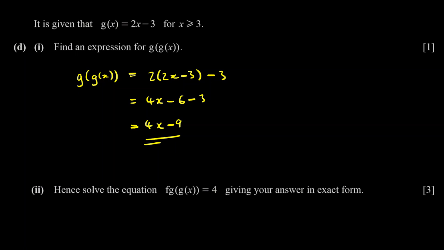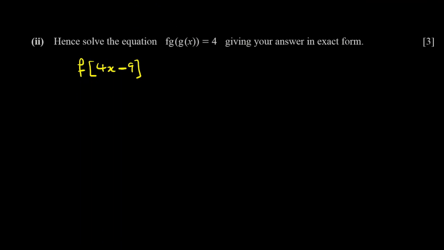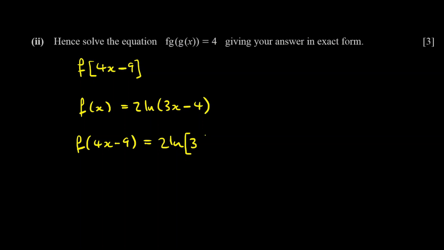Okay, then hence we want to solve the equation fg of g of x is equal to 4, giving our answer in exact form. Well, this is basically saying we want to find f of g of x. There's another composite function. We're finding f of 4x minus 9. Now then, we need to remember what the function was, right? f of x was equal to 2 ln 3x minus 4, okay? And so what we're going to do is we're going to substitute in 4x minus 9 into this function. So we're going to get 2 ln, big bracket, 3 times by 4x minus 9 minus 4.